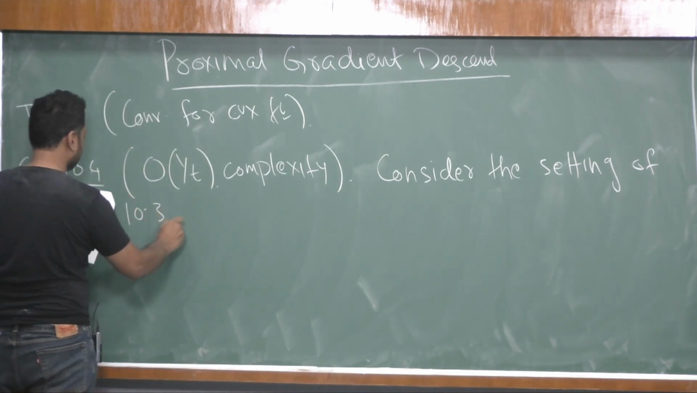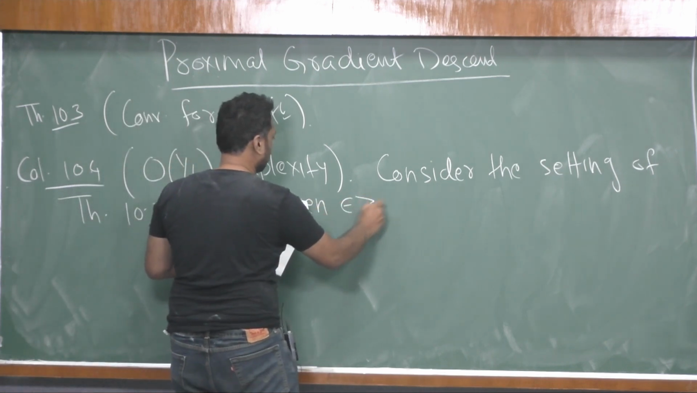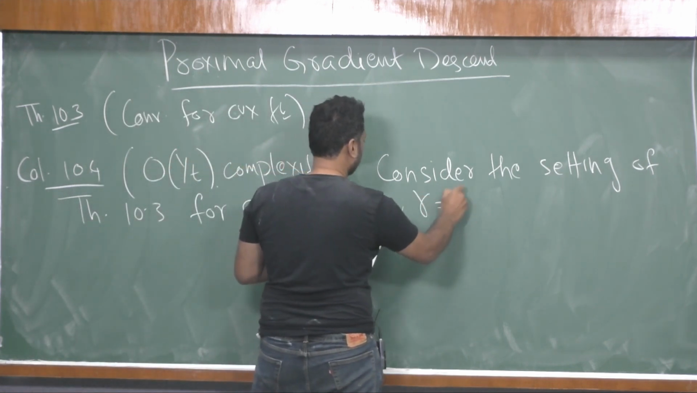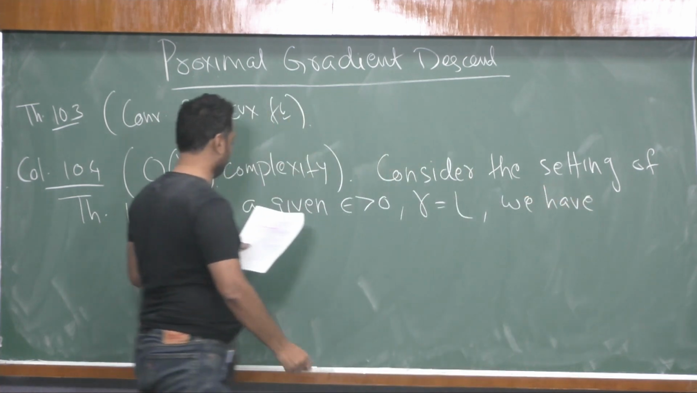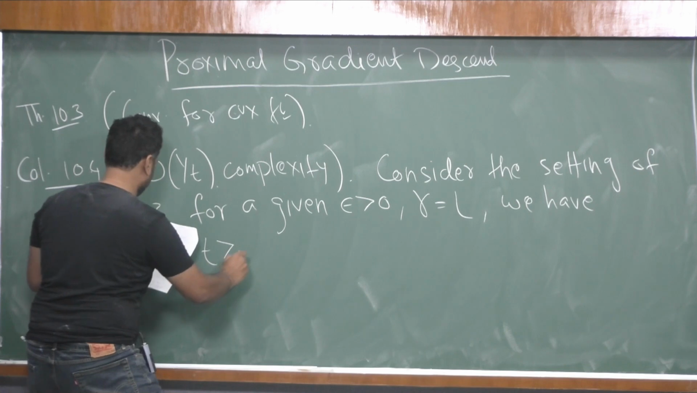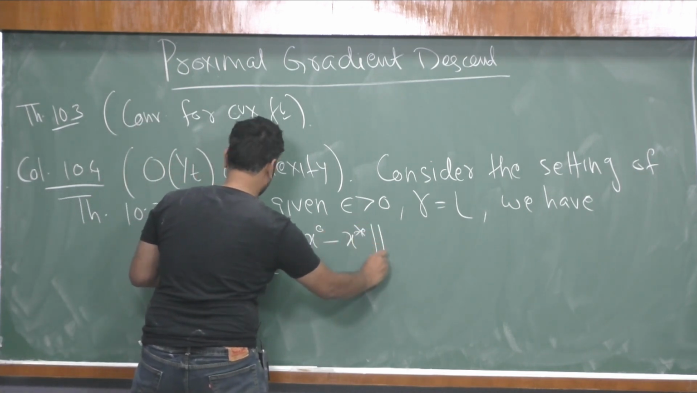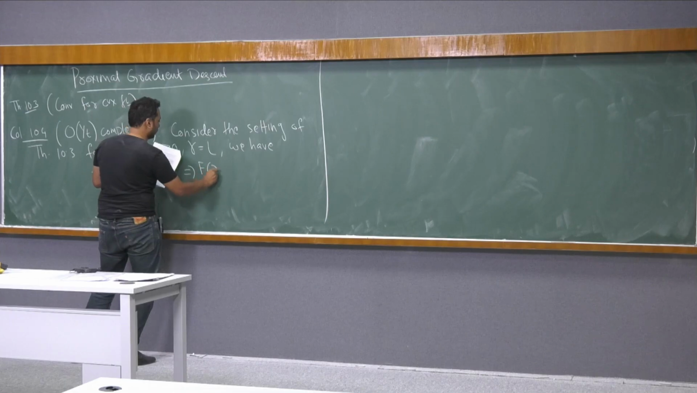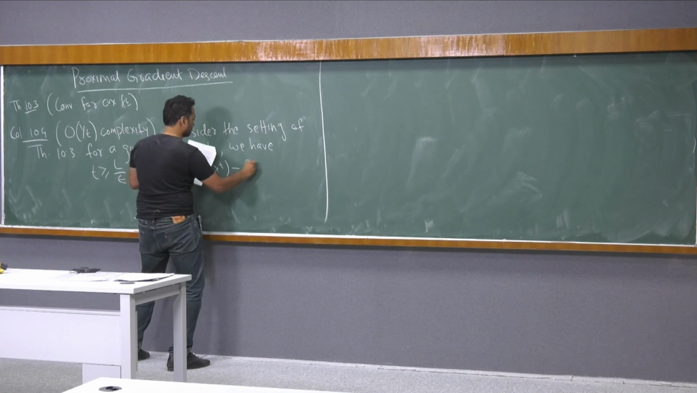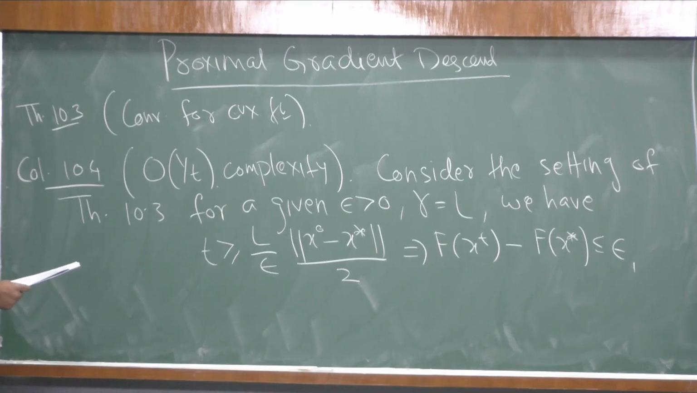10.3 that we did in the last class. For a given epsilon greater than 0 and step length L, then we have that t must be greater than or equal to L by epsilon times norm x naught minus x star squared divided by 2, and if this is the case, then we guarantee that f(xt) minus f(x star) is less than or equal to epsilon. Okay, so this is a corollary, so it follows immediately from the theorem.